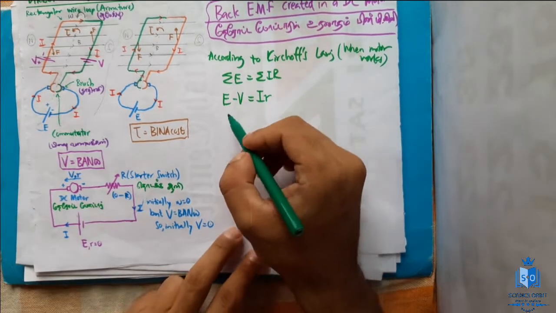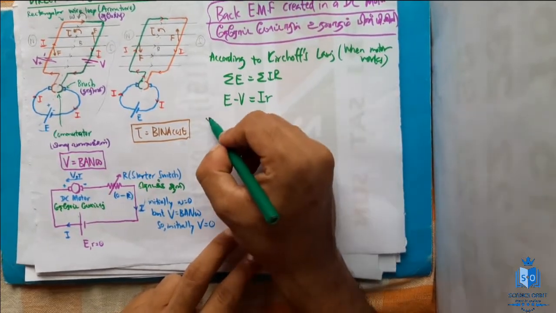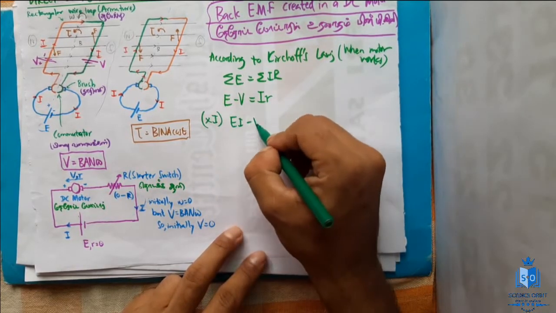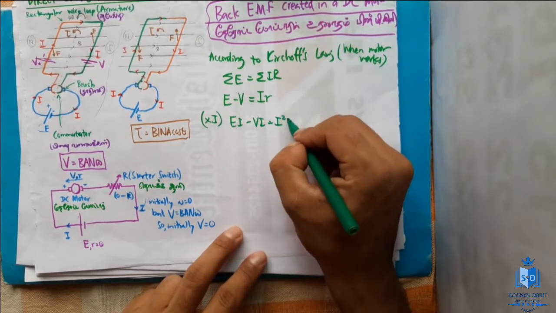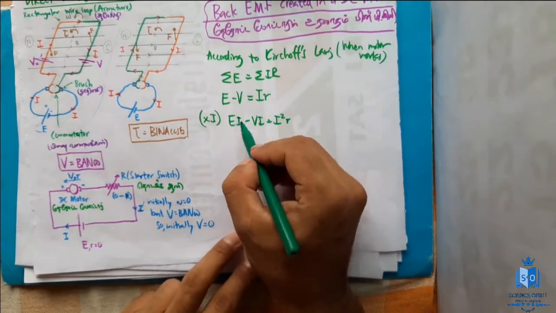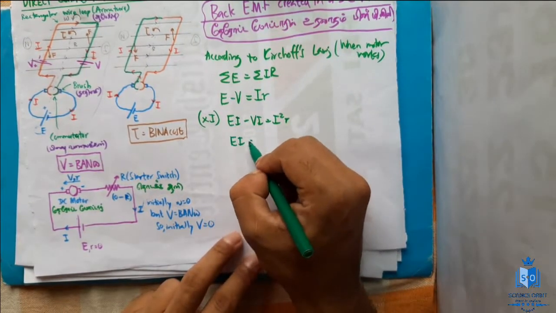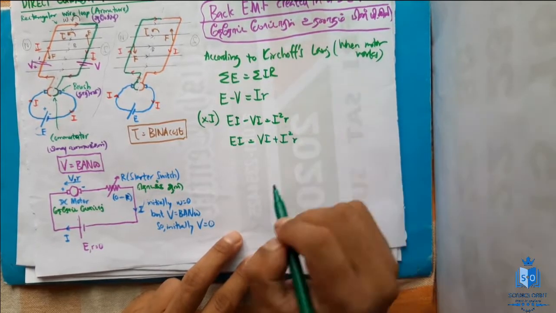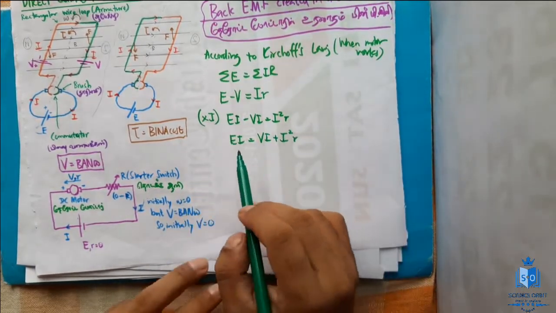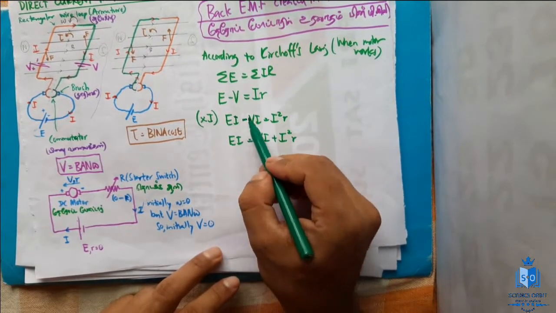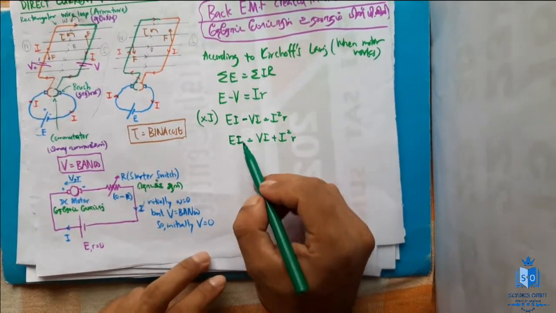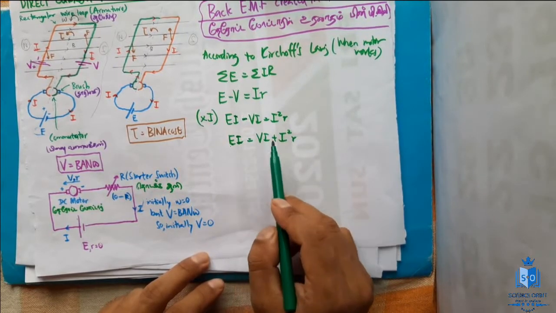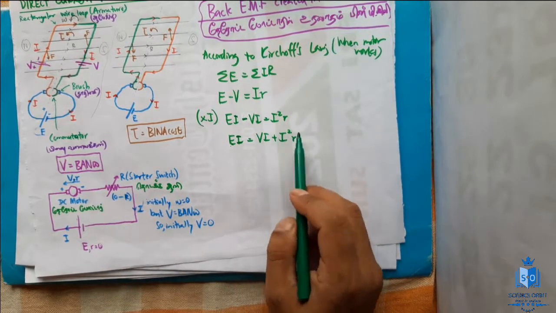And one more important thing, now I will multiply the whole thing by I. Then what will I get? EI minus VI equal to I squared R. Then this is going to be EI equals VI plus I squared R. This equation gives us the power. Why power? Electromotive force into current, V into I, is electric power. I squared R is also power. Here the power is power dissipation.